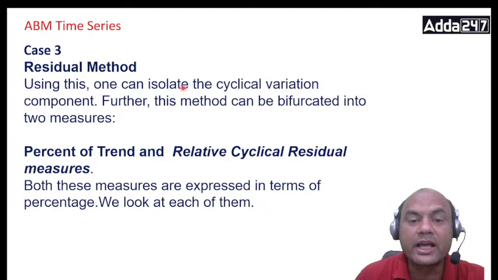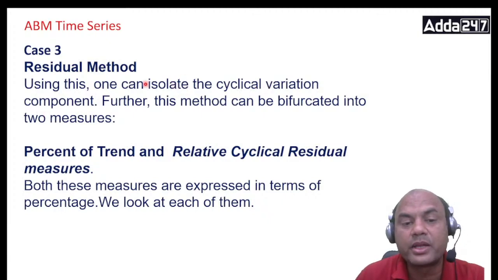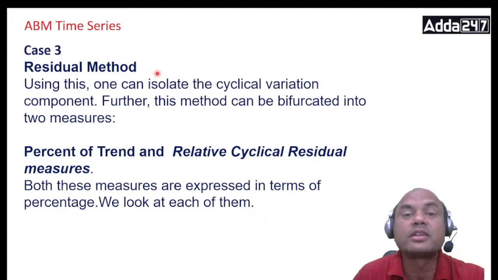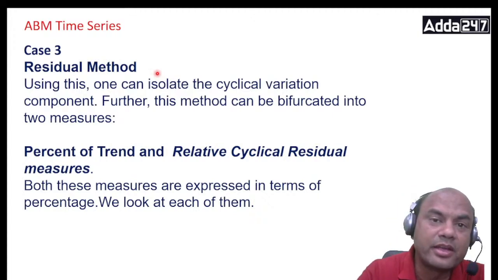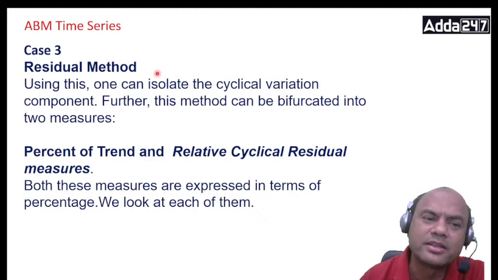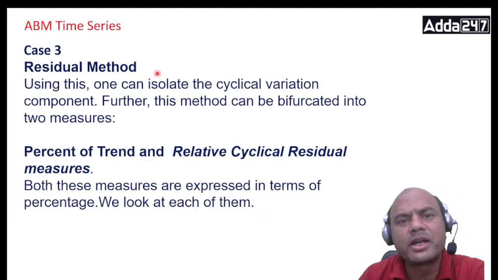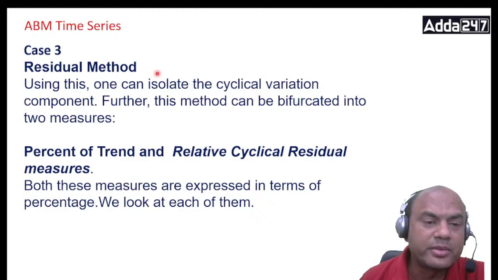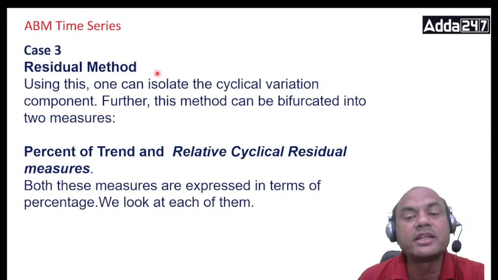Using this, one can isolate the cyclical variation component. Isolate means what? Like the COVID. What is isolated? Which occurs once in some times. Irregular trend. Once in some years, after 100 years, something occurs. So that will definitely isolate from our daily businesses, right? So residual method, this can isolate the cyclical variation.